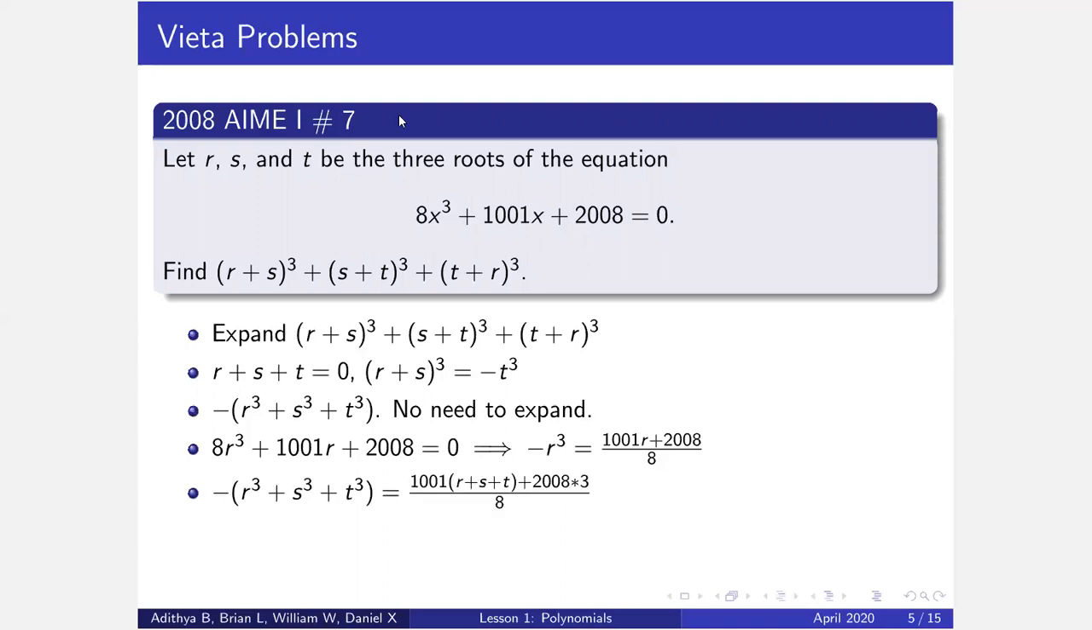And then since we know that r plus s plus t is equal to 0, this is just going to be equal to 2008 times 3 over 8. Which, as a lot of people have said in the chat, is equal to 753. So hooray, looks like that's our answer. Do we have any questions about this question?